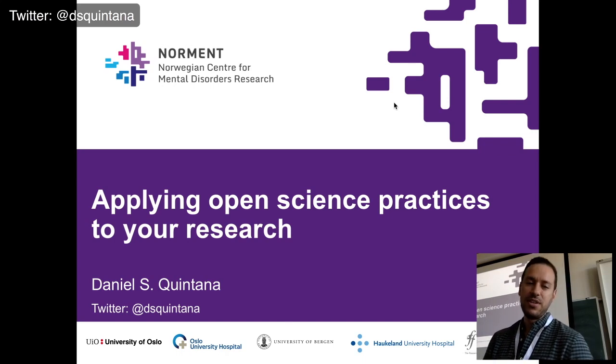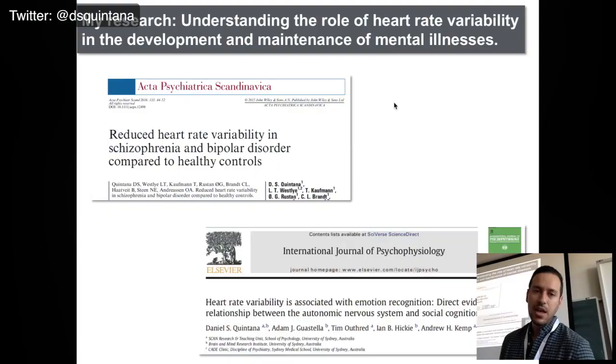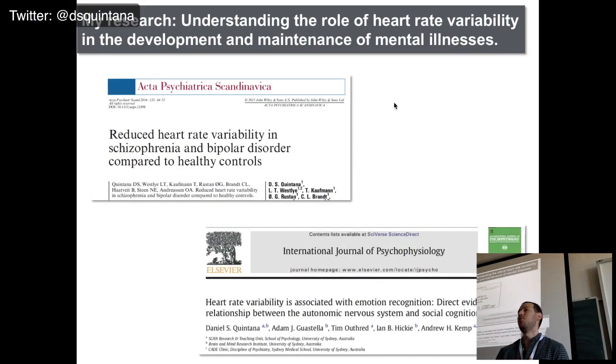So to get started, I'm just going to give a brief introduction about why you should be applying open science practices to your research and an overview of what we're going to be doing over the next day and a half. To give a bit of background about my research, I'm not a methodologist, but one part of my research is looking at heart rate variability, which is very relevant for a conference on biological psychology, and looking at the role of heart rate variability in the development and maintenance of mental illnesses, looking at case-control differences, but also what is underlying these differences, particularly when it comes to social cognition.